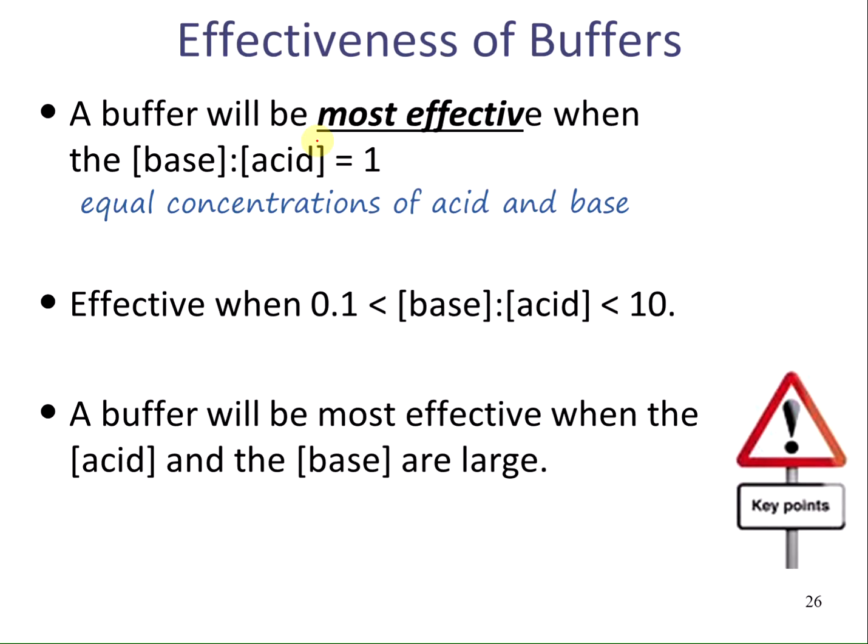So in summary, the effectiveness of buffers. A buffer will be most effective when the acid to base ratio equals 1, so you have equal concentrations of acid and base. It's also effective when the base to acid ratio falls between 0.1 and 10. We said it's most effective at 1, but it's still effective if that ratio ranges between 0.1 and 10. And a buffer will be most effective when the acid and the base concentrations are large.